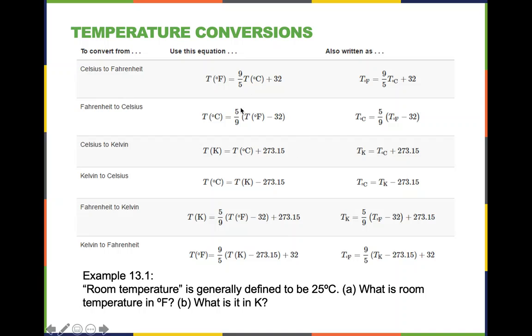And if you want to simplify it just a little bit more, so you can have all those notations for them, you can write them like this. So temperature in Kelvin, temperature in Fahrenheit, temperature in Celsius. Either way works.